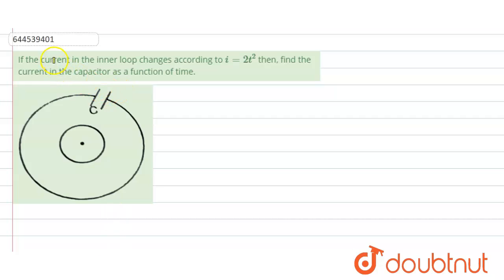Hello everyone, let us start with our question. In this question, it is given that the current in the inner loop varies according to I equals 2t square. Then we need to find what is the current in the capacitor as a function of time.